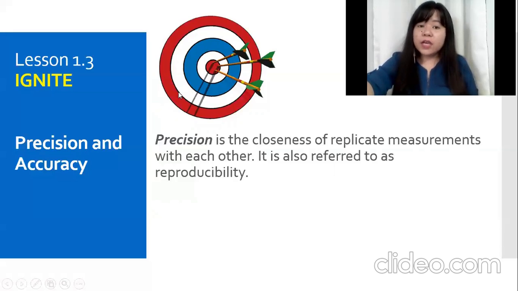So previously, we have seen an arrow hitting the bullseye of the target. In this case, precision is mostly concerned with the closeness of individual measurements hitting a value that is close to each other rather than just the target.